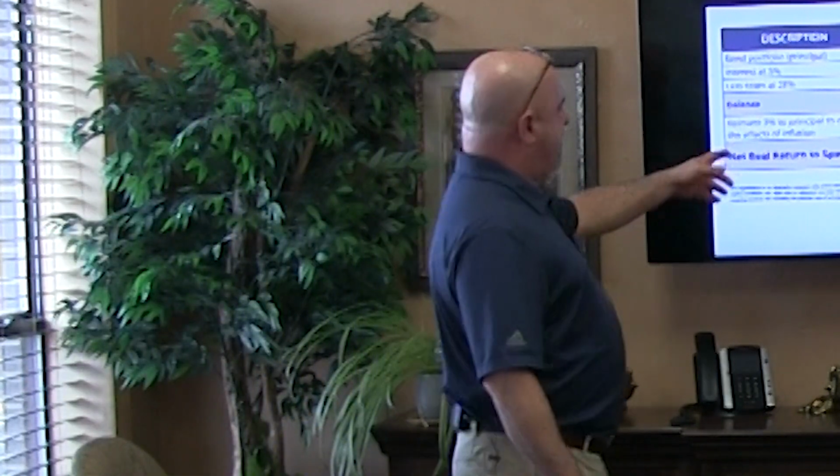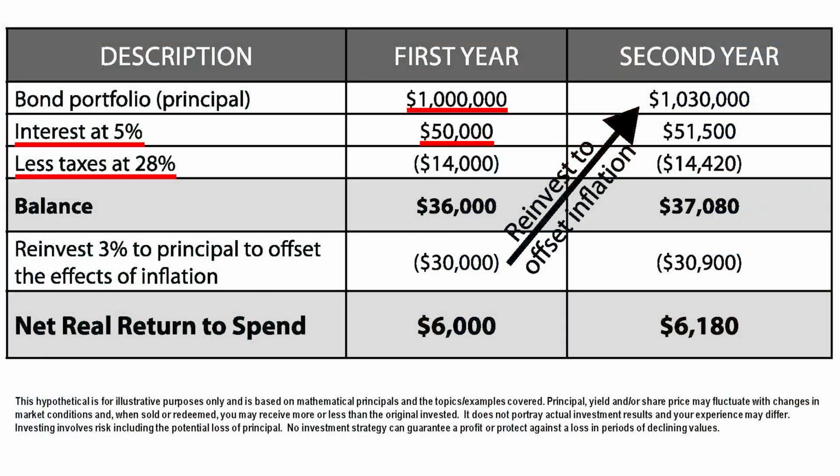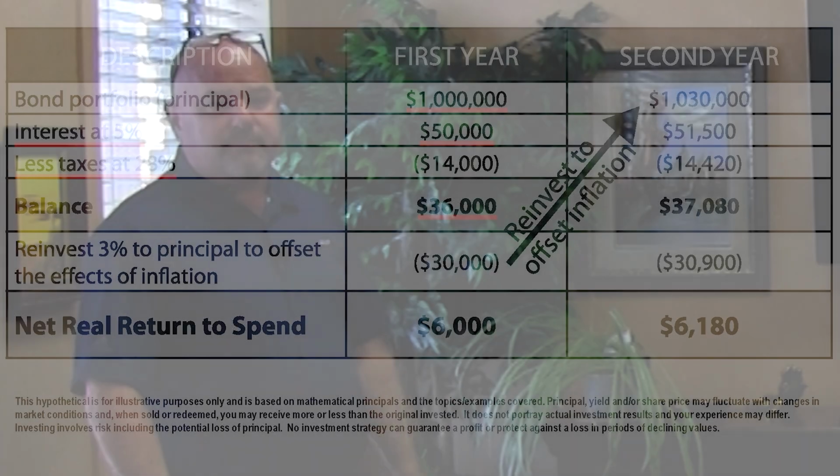That's 5%. Now, whether we pay it out of this pocket or we pay it out of this pocket, I've got to settle up with Uncle Sam. So 28% goes to Uncle Sam. That leaves us $3,000 a month to do something with. Now, most of us would take that $3,000 a month and we would spend it. What would we start the next year with? $1 million.